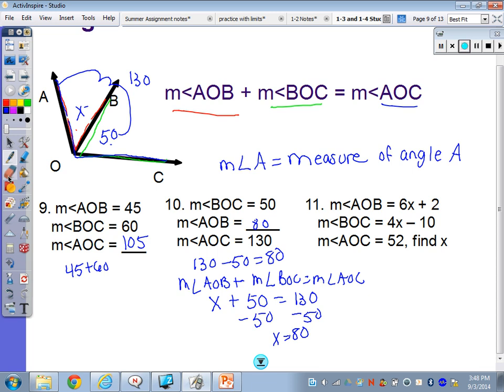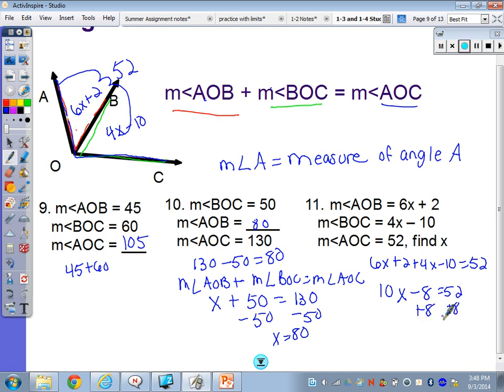And then the last one has a little bit of algebra. So AOB is 6x plus 2. BOC is 4x minus 10. And then the entire thing is 52. Okay, so the two parts, AOB and BOC, I'm still using this. I add the two parts together, and I set it equal to the entire thing, which is 52. The terms are on the same side, so I add my like terms. So 6x plus 4x is 10x. A positive 2 minus 10 is negative 8. Then I'm going to add 8 to both sides, so I get 10x is equal to 60, and then divide by 10, and x is 6.